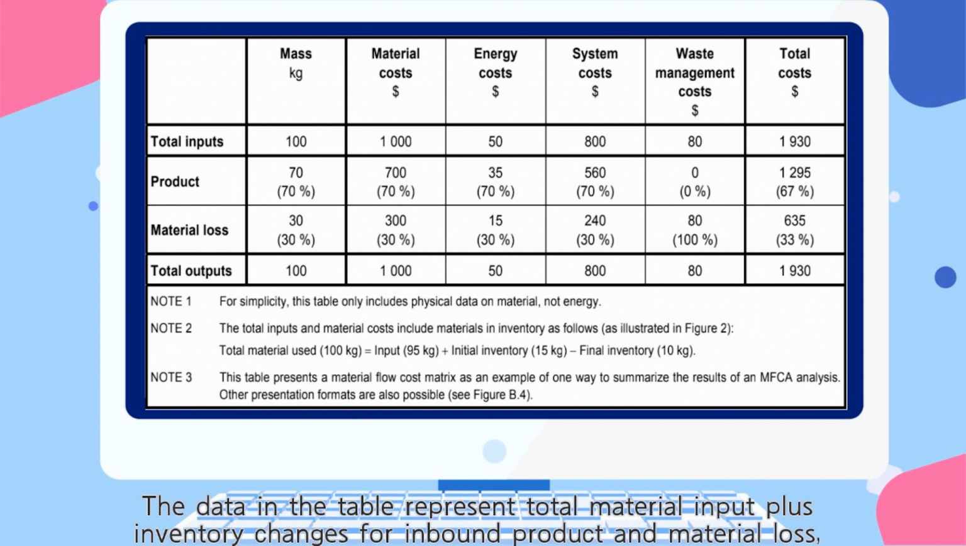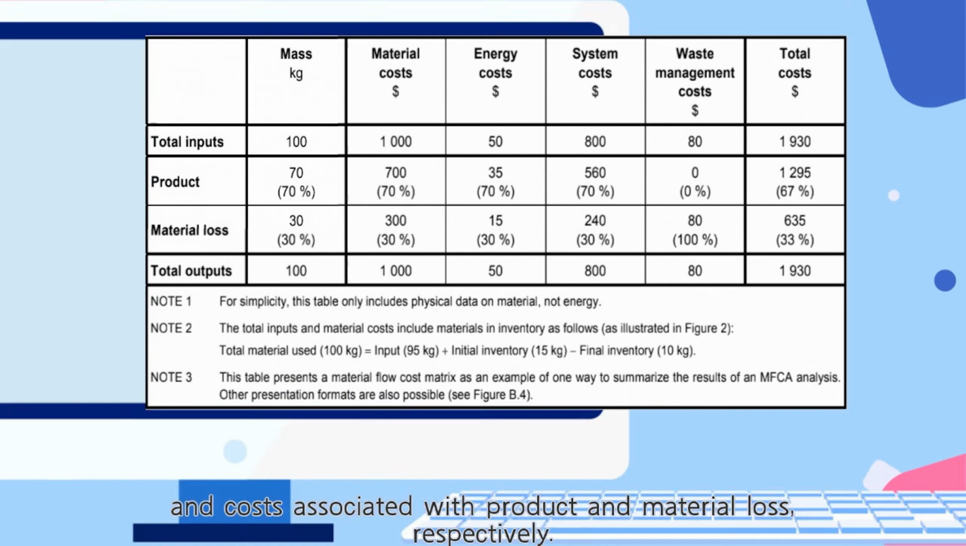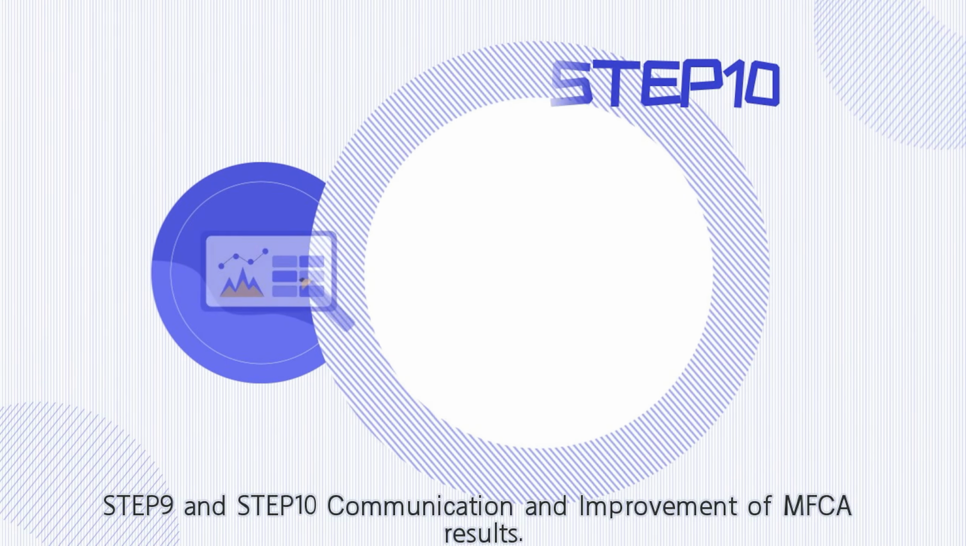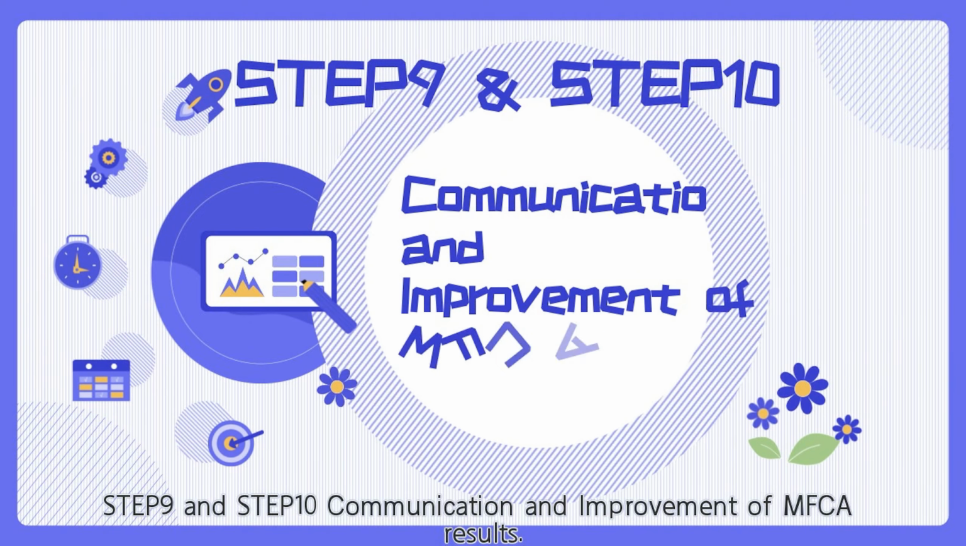The data in the table represent total material input plus inventory changes for inbound product and material loss, and costs associated with product and material loss, respectively. Step 9 and Step 10. Communication and improvement of MFCA results.